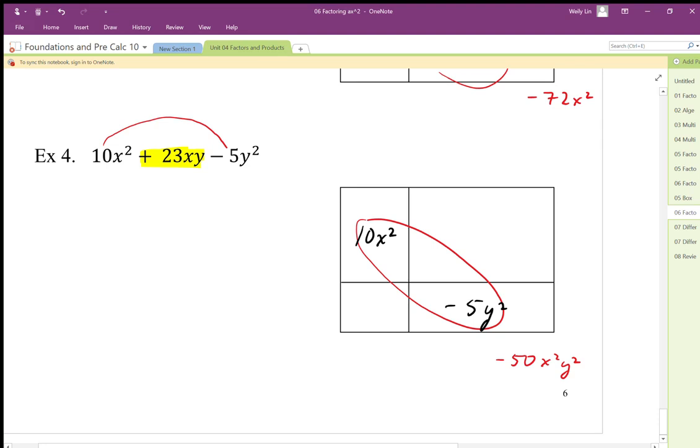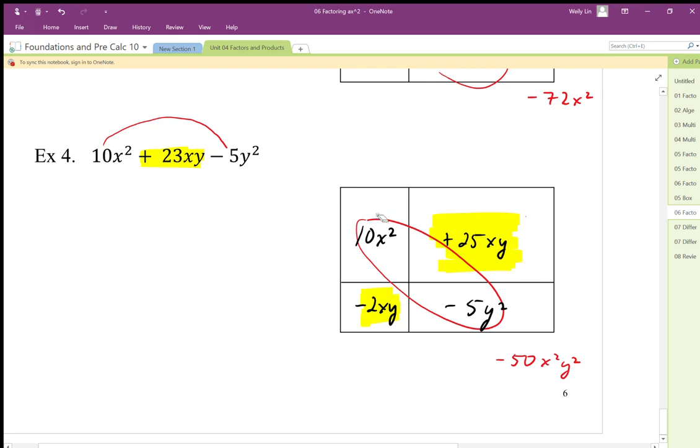So we need two numbers that multiply to 50 and have a difference, because it's negative 50, of 23. So what are the factors of 50? 2 times 25 has a difference of 23. So we're going to do plus 25xy minus 2xy. This product is going to give me the x squared y squared, so all the units are correct.